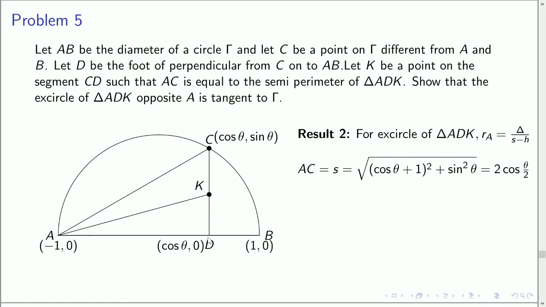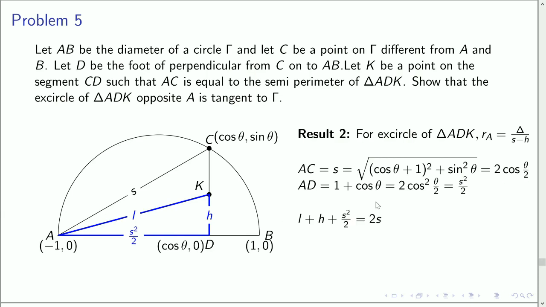And we also have this length. AD is 1 plus cos theta. That's 2 cos square theta by 2. So that is S square by 2. So this length is S square by 2. Take this to be H. Let's take this to be L. So one relation that we have is this plus this plus this is 2S.